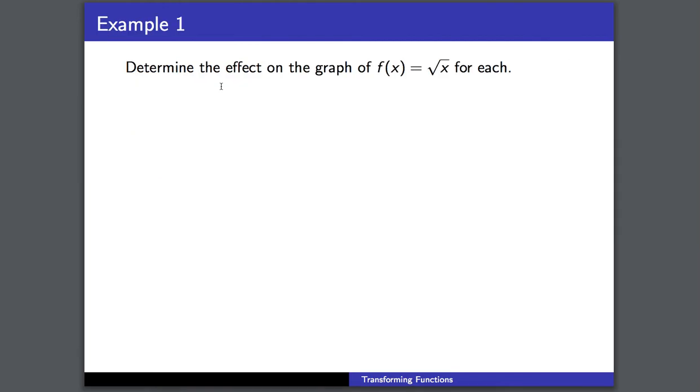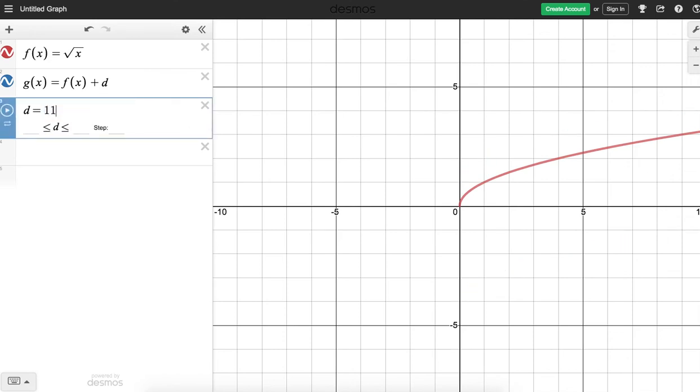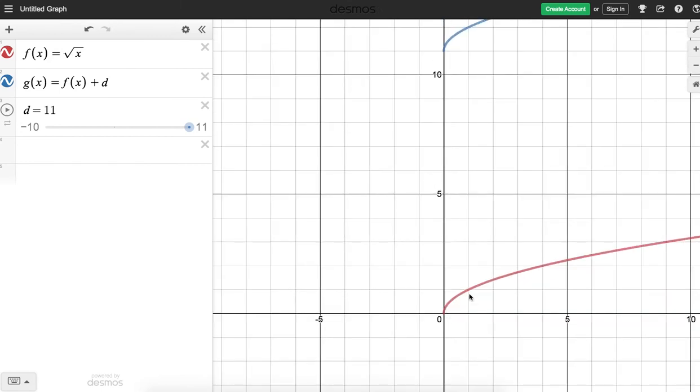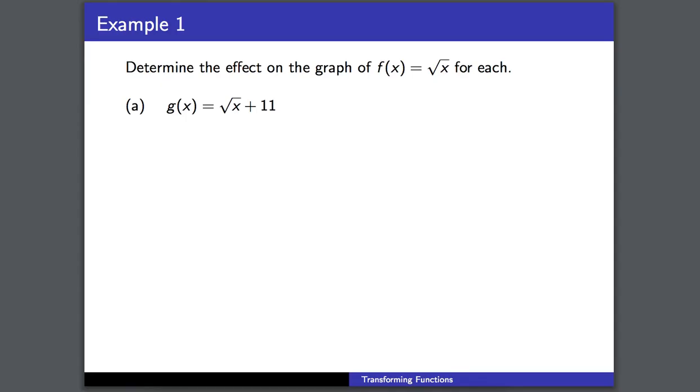So example 1, determine the effect on the graph of f of x equals the square root of x for each. So we have g of x is the square root of x plus 11. So going back to our original one here, if we scroll up, notice the red graph, the square root, is now moved upwards 11 units. So what happened to our function was we shifted it up 11 units. Notice again the plus 11 is not inside the square root of x.